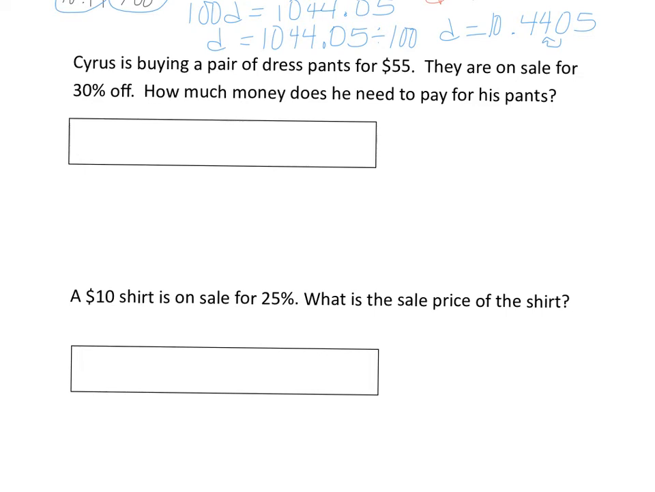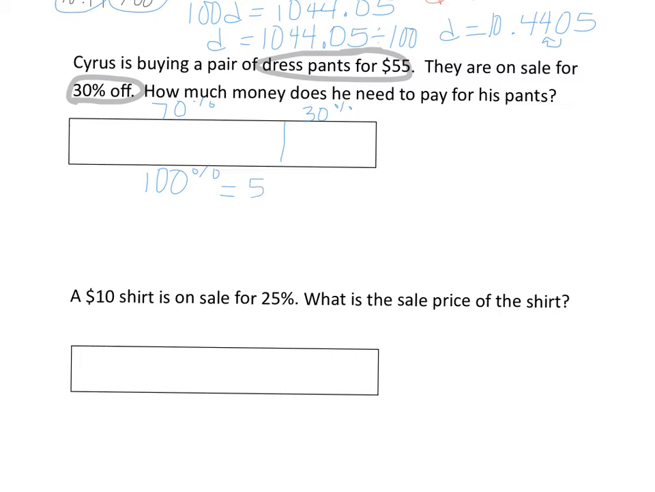The second one, Cyrus is buying a pair of dress pants for $55. They are on sale for 30% off. How much money does he need to pay for his pants? Well, think about it this way. If this bar represents 100% and he's getting them for 30% off, how much does that mean that's left for him to pay? He's going to have to pay 70% of it.